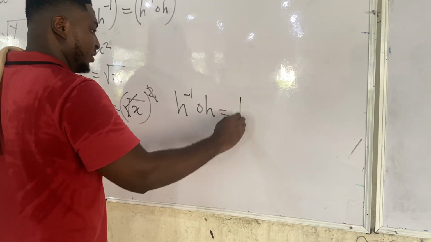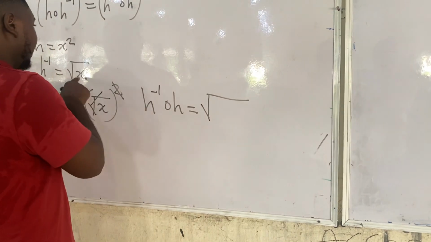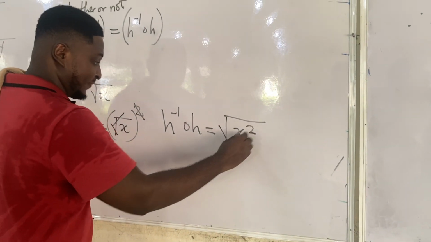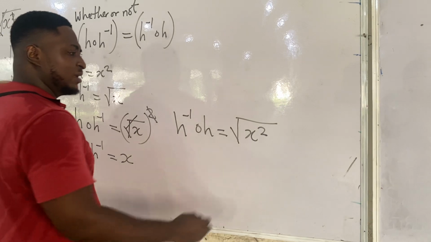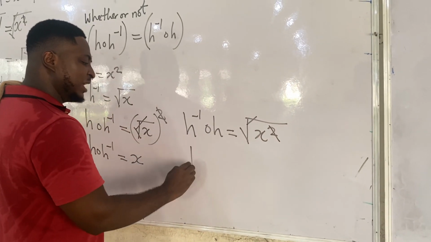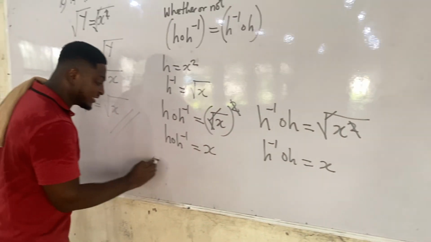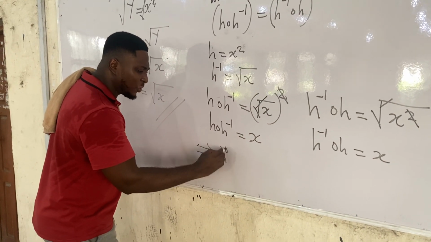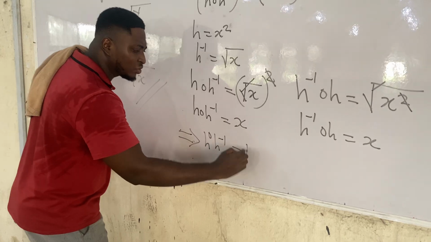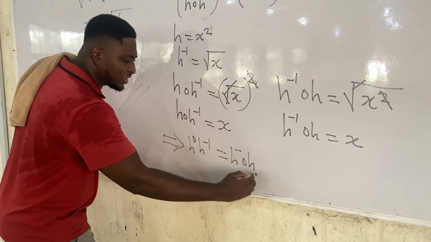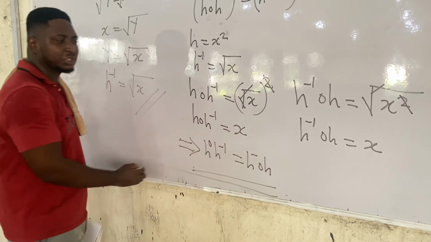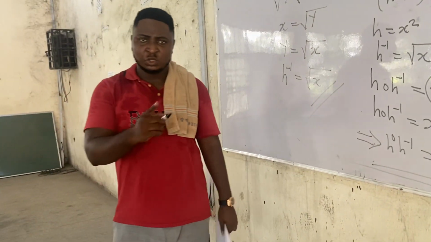That will be inside the square root. We're going to replace x with x squared. Again, you see that the square will cancel the square root, so h inverse of h is also x. So we have therefore proved, this implies that h of h inverse is equal to h inverse of h, and we have proven that they are equal to each other. Thank you very much. Watch out for the next solution.